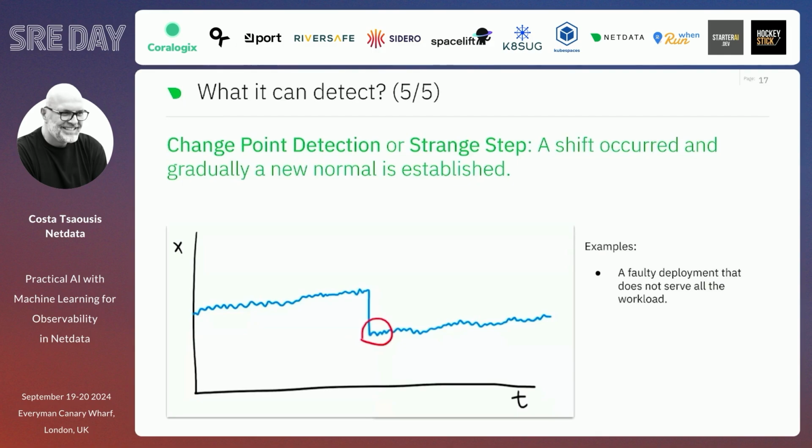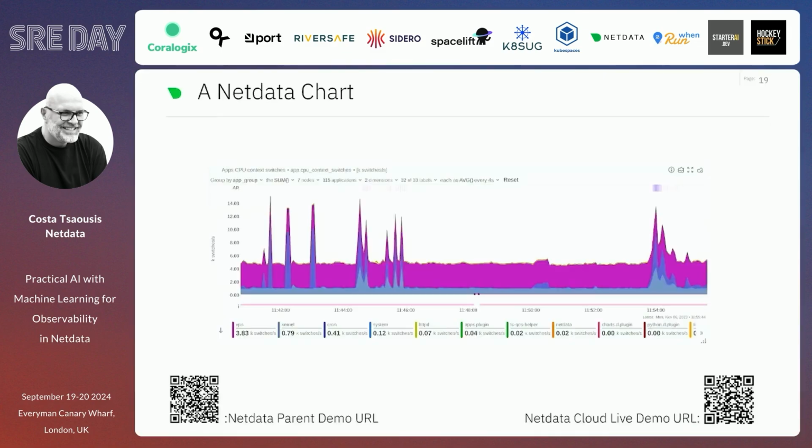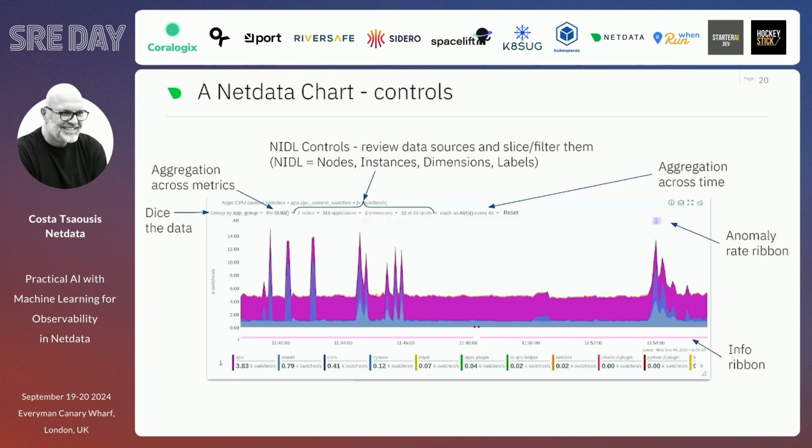These are observations of what it actually detects. How is this integrated everywhere? This is a data chart. It looks like any chart, but pay some attention. What we added is the needle framework, there at the top. It says nodes, applications, instances, dimensions, and labels.